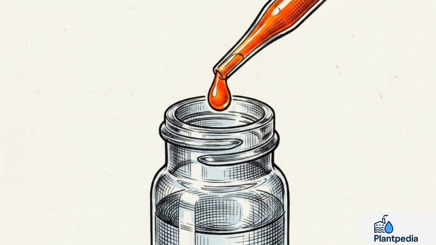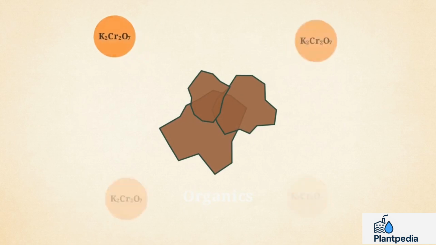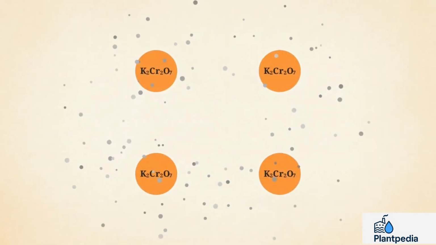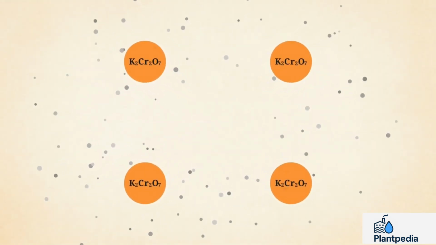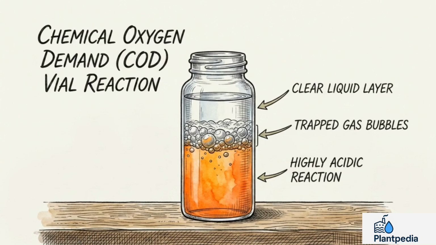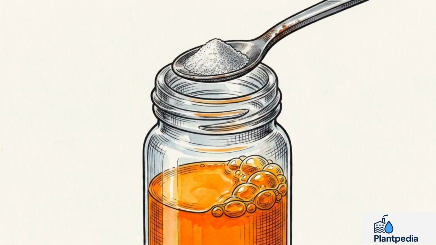Now we add our reagents. First, inject 1.5 milliliters of potassium dichromate. This acts as our primary, highly aggressive oxidizing agent that will directly attack the organics. Next, add 3.5 milliliters of sulfuric acid reagent. This creates the highly acidic environment required to force the oxidation reaction to occur. Mixed within that acid is silver sulfate. It serves as a crucial catalyst, drastically accelerating the chemical breakdown of the waste.